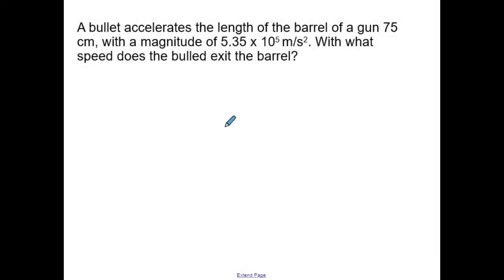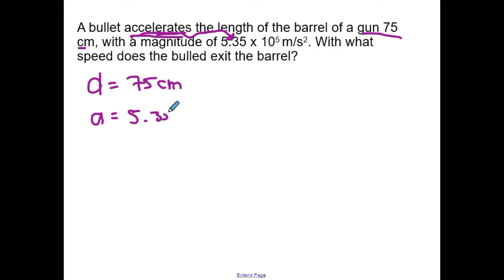So let's try another example. We've got a bullet accelerating the length of a gun, which is 75 centimeters. Okay, distance, 75 centimeters. And we have the magnitude. Now that I reread this, I think it was implying that the acceleration was this number here. So the acceleration value is the 5.35 times 10 to the 5.